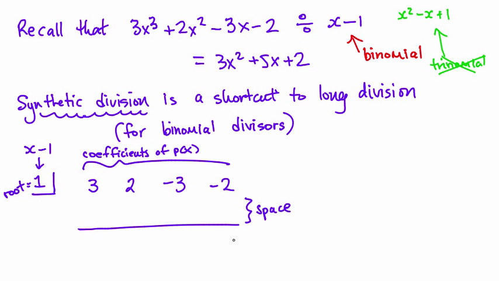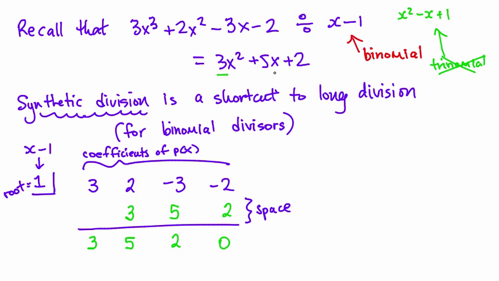And here's the shortcut, and it's a little easier to explain than to write the steps down. But you add this way, and you are going to end up doing some multiplication to get the next numbers. So it looks like this. 3 plus 0 is 3. 1 times 3 is 3. 2 plus 3 is 5. 1 times 5 is 5. Negative 3 plus 5 is 2. 1 times 2 is 2. And add gives me 0.